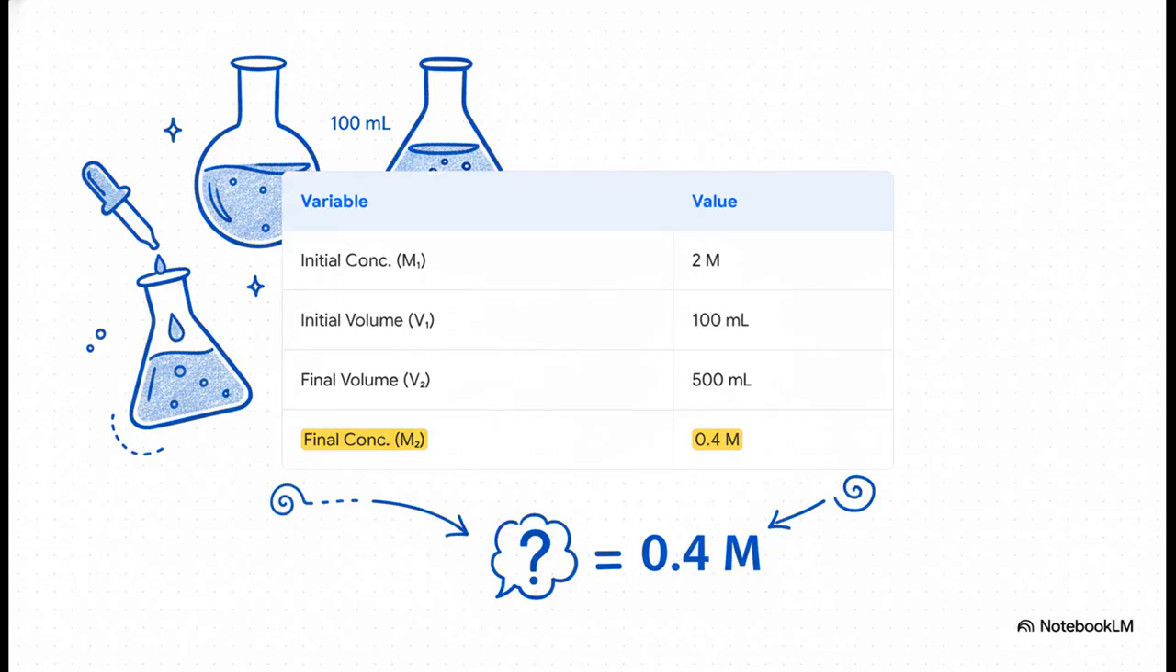So let's put it to work. Imagine we have 100 milliliters of a 2-molar acid. That's our M1 and V1, our before. We want to dilute it until we have a final volume of 500 milliliters. That's our V2. We're looking for the new concentration, our M2. All we have to do is plug in the numbers we know, do a tiny bit of algebra, and there we go. 0.4 molar, a perfect dilution, all thanks to that simple formula.